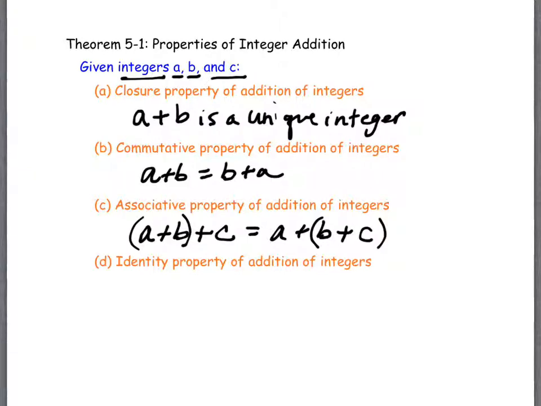Identity property. Some of you are still working on tests that talk about identity property from chapter 3. What is the identity element for addition? 0. It is for addition of integers as well. Any integer plus 0 on either side, so a plus 0 or 0 plus a, is going to equal a. And it works for negative numbers. We already discussed it working for positive numbers. It works for negative numbers as well. So if you have negative 5 plus 0, it's negative 5. If you have 0 plus negative 5, it's negative 5.